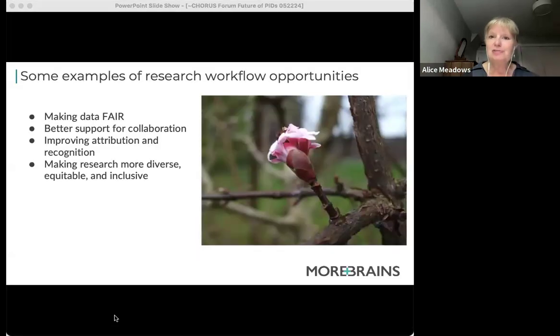So now looking on the opportunities side, I think, again, just a few examples. I think we all agree we want to make data FAIR. It would be great to have more support for collaboration in research. There's been an issue for a long time in terms of lack of attribution and recognition as there should be for research and researchers, and then making research more diverse, equitable and inclusive. And again, PIDs can help with all these opportunities.